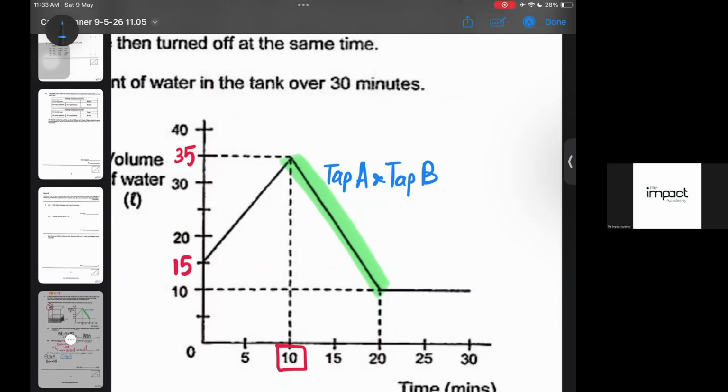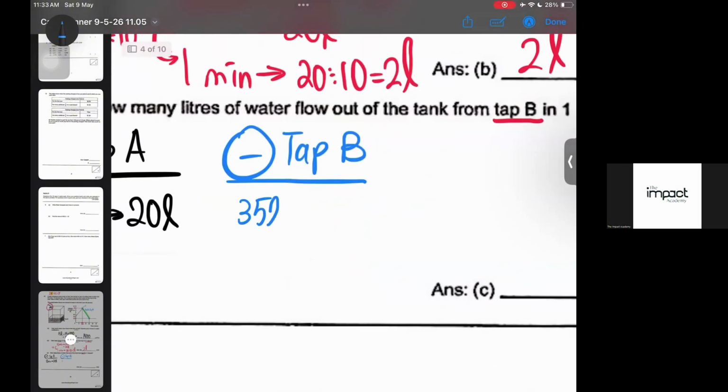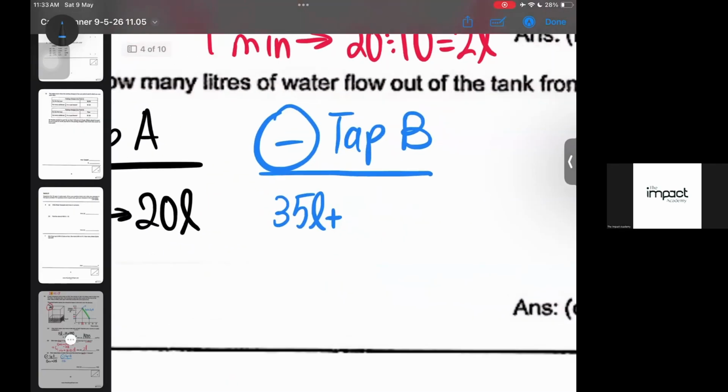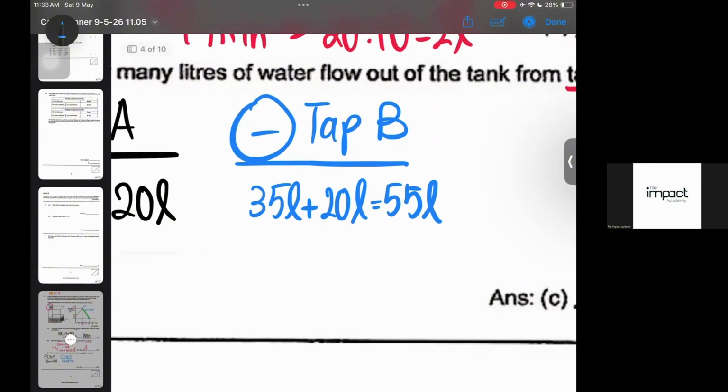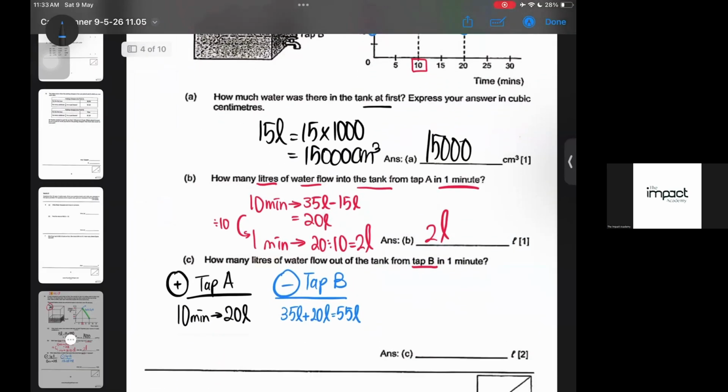What does that mean to you? It went from 35 down to here, which is at 10. This is 35, right? So by right, it should have been like that. It should have been 35 liters plus what? 20 liters is equals to 55 liters. Right? But why did it go from 55 liters to 10 liters? Why 55 liters to 10?